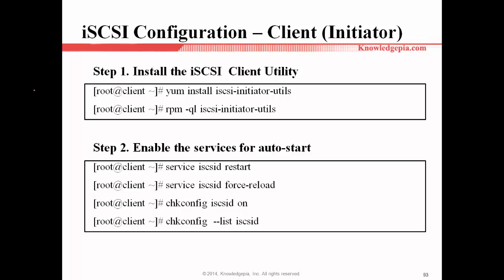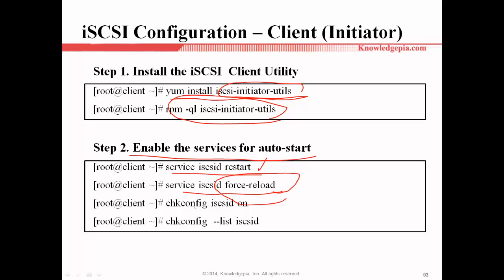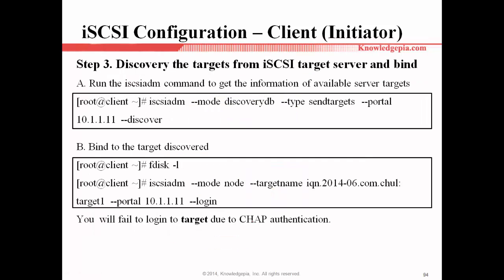Okay, the iSCSI client configuration. Step 1, install the iSCSI initiator. This is the client package, and you can check it using rpm -ql. Step 2, enable the service: iscsi restart, and if it fails, then force-reload. After that, register it to the run levels, and then you can check using the list command. Step 3, discover the target from the iSCSI target server and then bind.